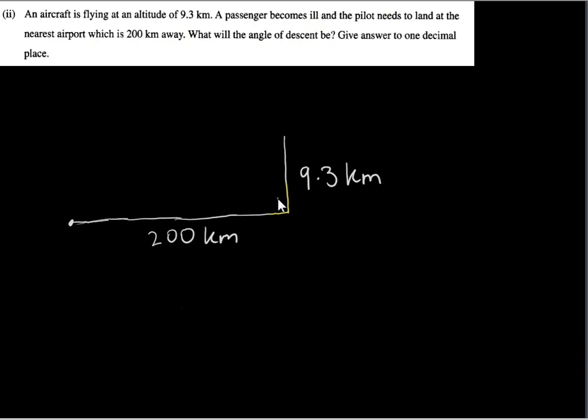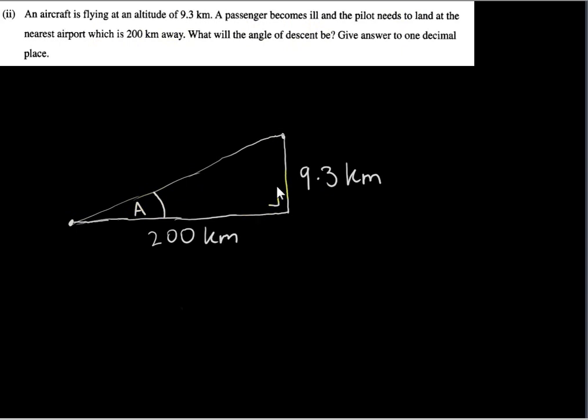An aircraft is flying at an altitude of 9.3 kilometers. A passenger becomes ill and the pilot needs to land at the nearest airport, which is 200 kilometers away. What will the angle of descent be? So here's the picture. The aircraft is at an altitude of 9.3 kilometers and it wants to land at an airport which is 200 kilometers away. So this line here is the trajectory of the airplane. So we're assuming that it's a straight line. Now the angle of descent is this angle here, which I'll call A. So we need to find out what A is.